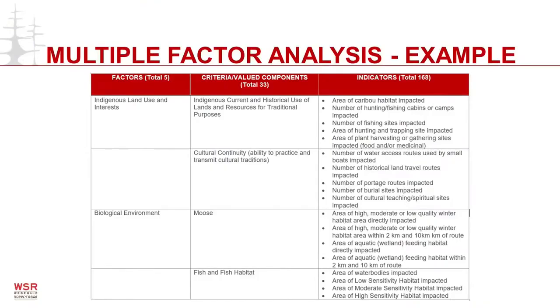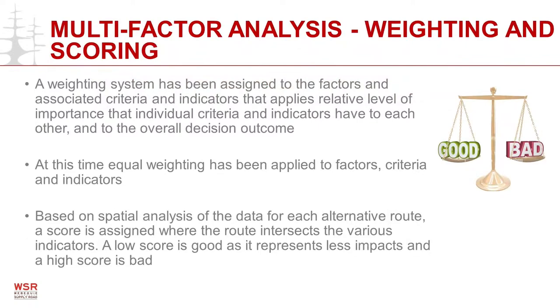So let's talk a little bit about the weighting and scoring component of multi-factor or multi-account analysis. A weighting system has been assigned to the factors and associated criteria and indicators that apply a relative level of importance, meaning one is considered more important than another. Now, we've treated all the factors equally. However, you could do this using this computer-based system. You could weigh one factor or one layer more than another. And then, of course, because one is considered more important than another, it has more influence in the overall scoring system as well.